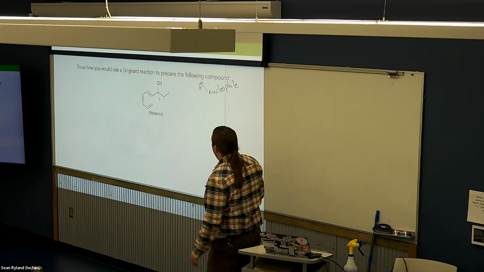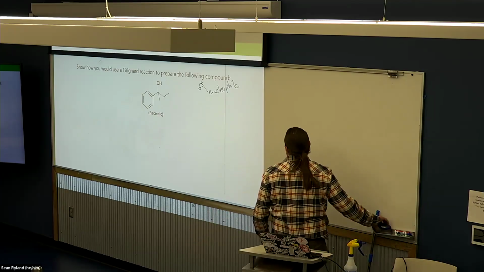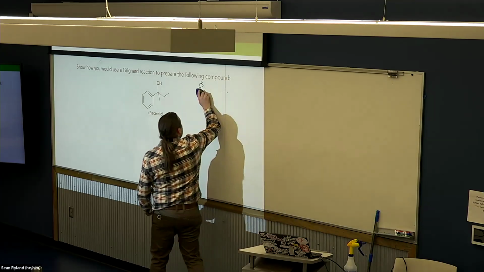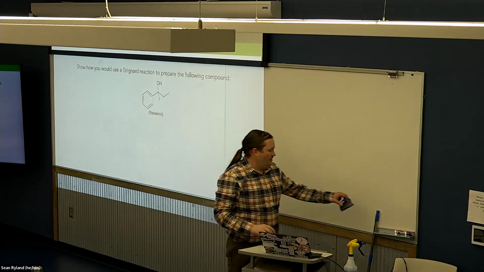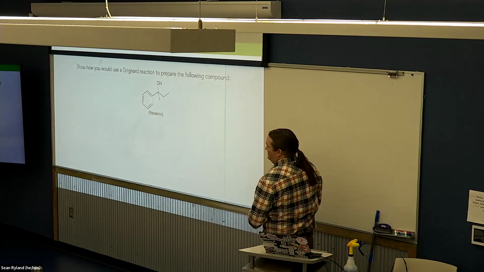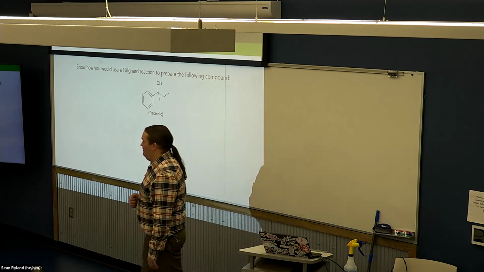So if we want to use a Grignard reagent to make a specific compound, oftentimes there's more than one way you can do it.